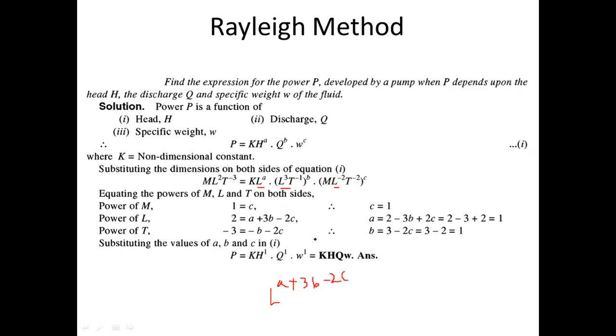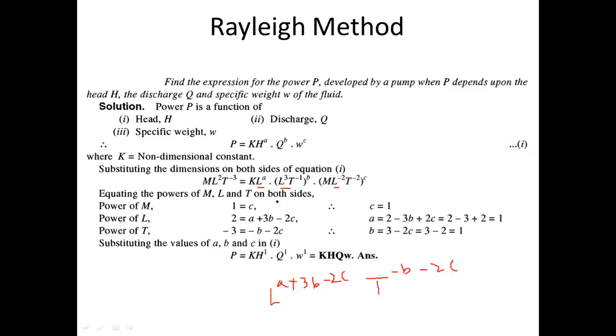Similarly for time, we have T to the power minus B and T to the power minus 2C. So if I write T in the overall condition, it is T to the power minus B minus 2C.